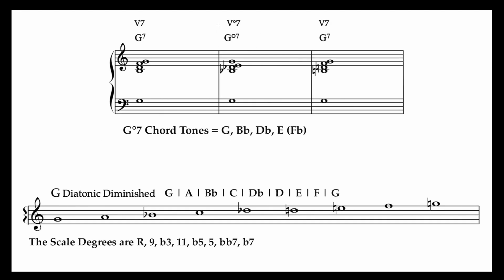And with the 5 diminished 7, using the same process of combining the chord tones with the scale tones from the home key, we get this version of G diatonic diminished.